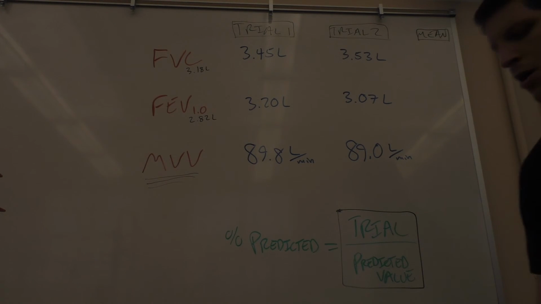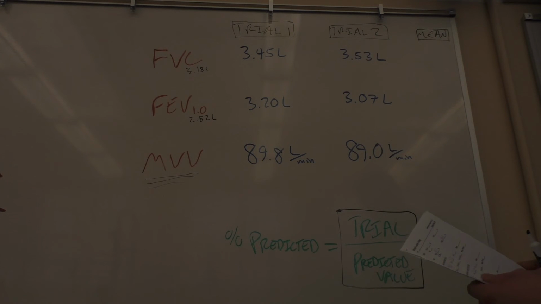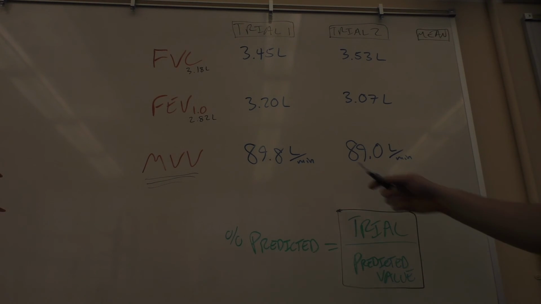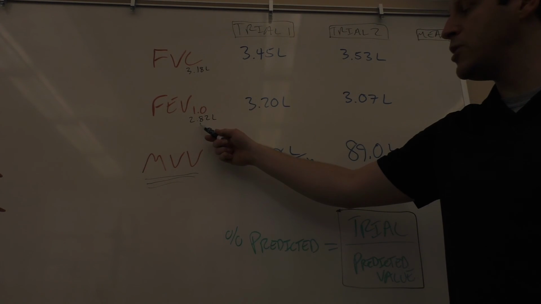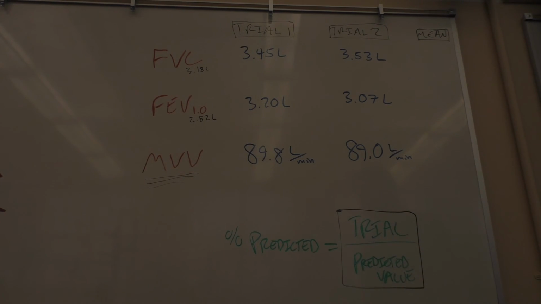On your data sheet, you'll see under forced vital capacity and under FEV1, there is a percent predicted for each trial. Very simply, to get the percent predicted, you'll take the trial value and then divide it by the predicted value. And that's going to give you a percentage. For the FVC, the predicted value is 3.18 liters. And for FEV1.0, the predicted value was 2.82 liters. That's based on a person's gender and their height and, to an extent, their weight. So that is pre-calculated before any of the measurements.